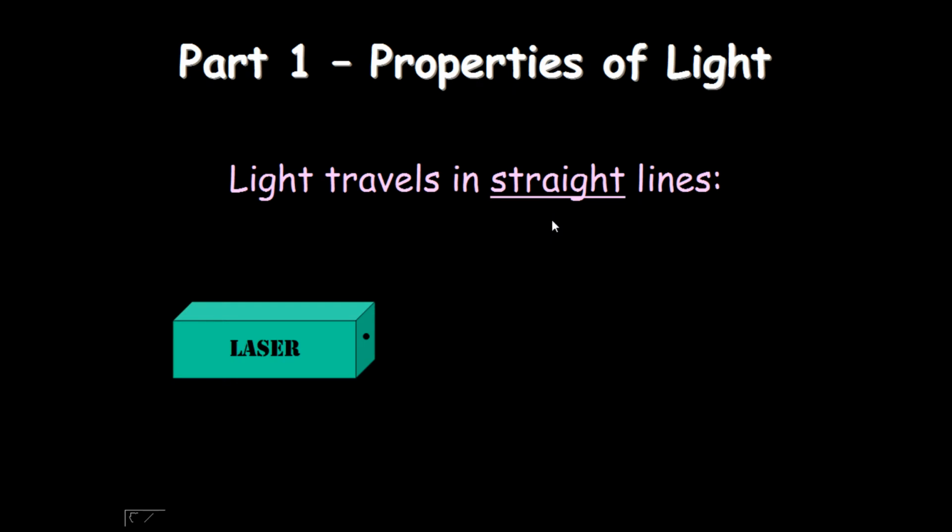Part 1, the properties of light. As we all know, we are all familiar that light always travels in a straight line. There is a laser unit and a beam shown here traveling in a straight line.